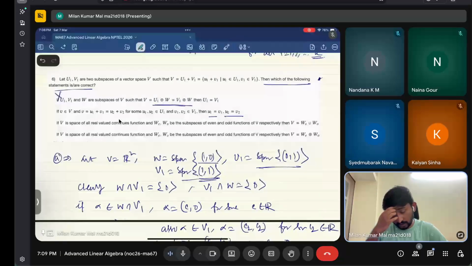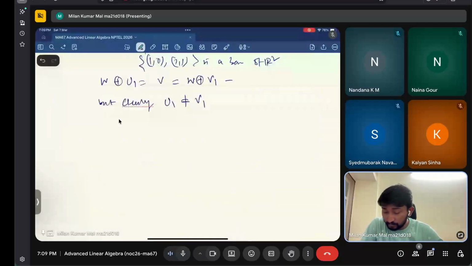Okay. U1 minus U2 equals 0 and V1 minus V2 equals 0. So basically, if I get something like that, U1 intersection U2, V1 has some common element, then okay. So for the second option, I hope the second option is incorrect.